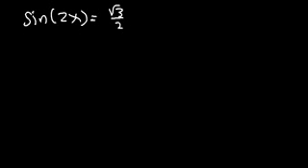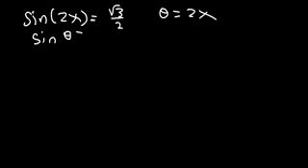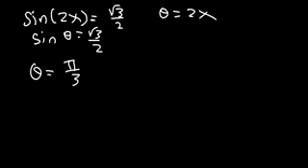Now let's say if we have a multiple angle problem. Let's say if sine 2x is equal to root 3 over 2. Let's say that theta is 2x. So sine theta is root 3 over 2. We know that sine 60, or pi over 3, is root 3 over 2. And also, sine is positive in quadrant 2. 2 pi over 3 is also root 3 over 2, which is 120. So we have 60 and 120.